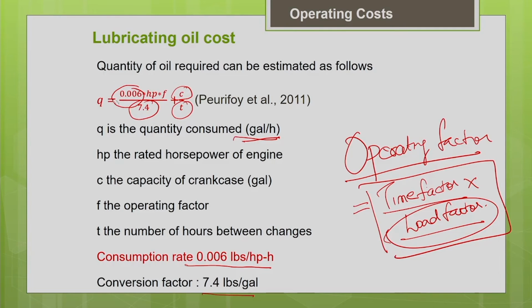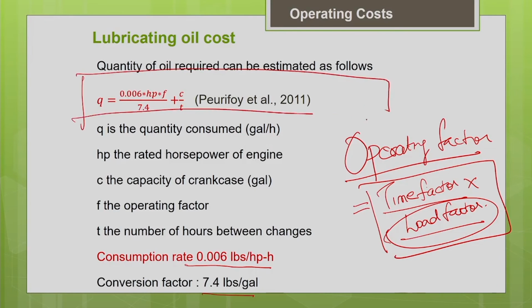So with this formula, you can estimate the lubricating oil for your project condition. Whenever you take some theoretical value, you have to adjust it according to your project conditions, based upon the horsepower of your engine, the operating factor, the crankcase capacity, and your company policy of number of hours between the changes of lubricating oil. So this is how we do it. Similarly, with this formula, here we are estimating the quantity in gallons per hour.